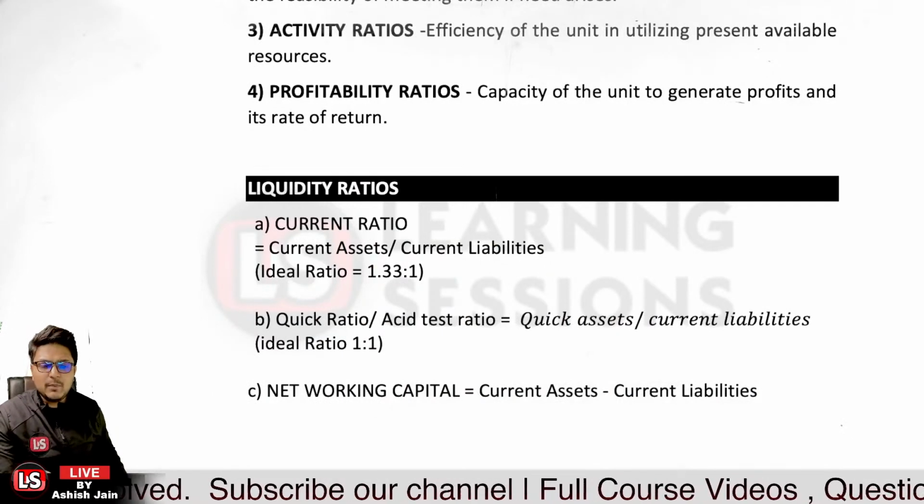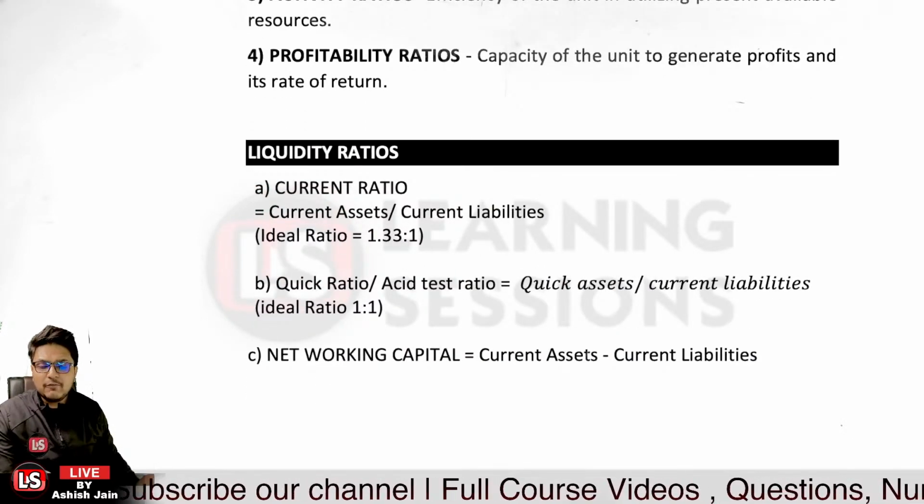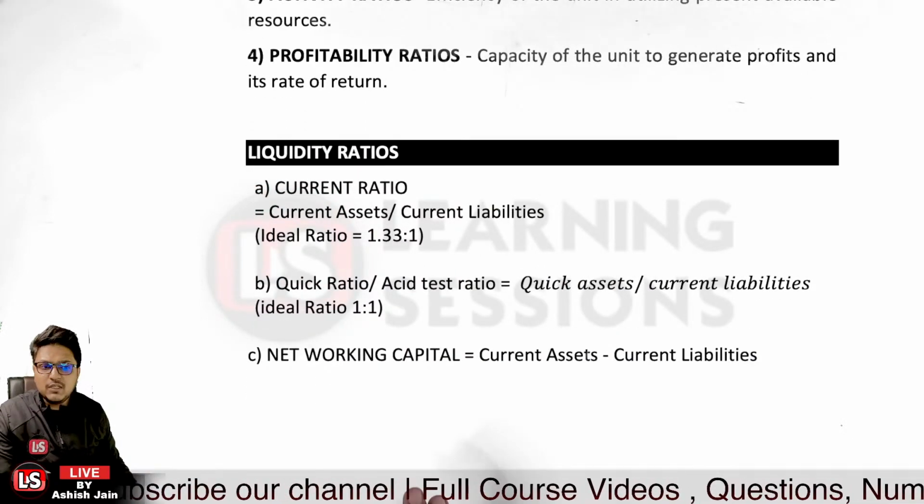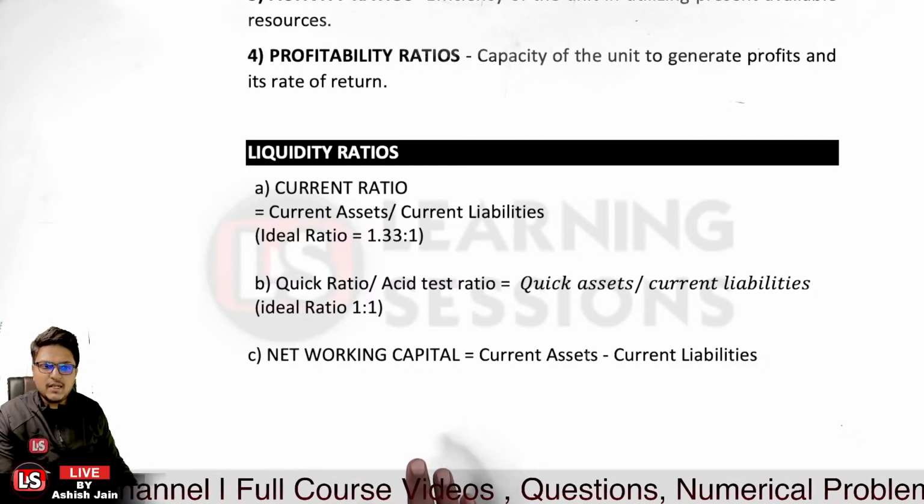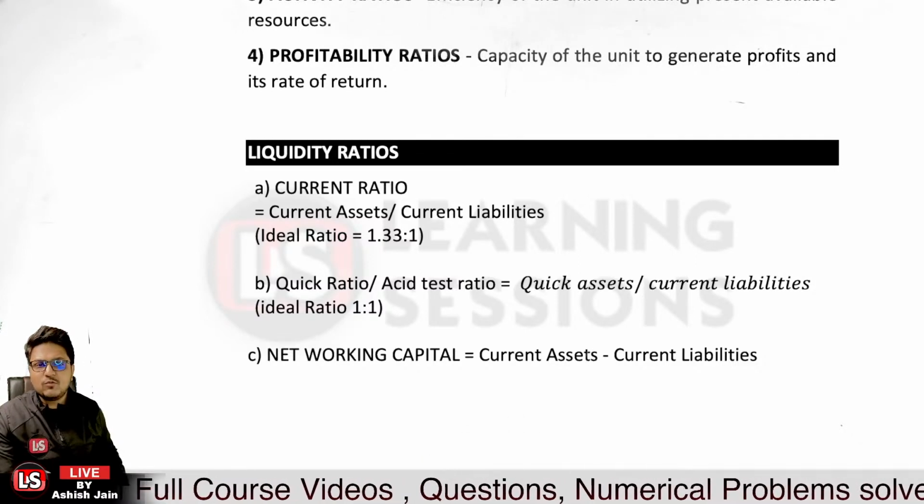Now what is net working capital? Net working capital is the difference between the current assets and the current liabilities. That is the net working capital.